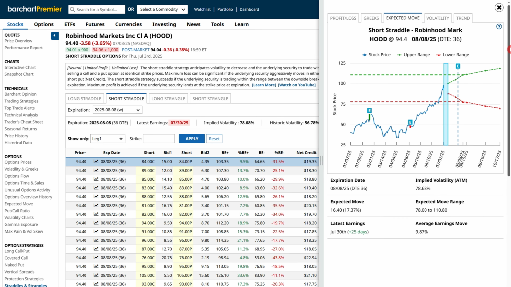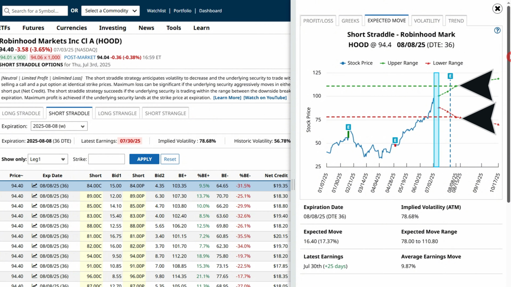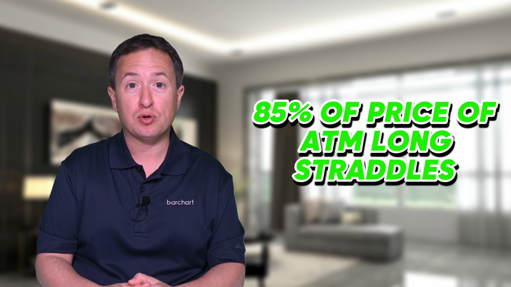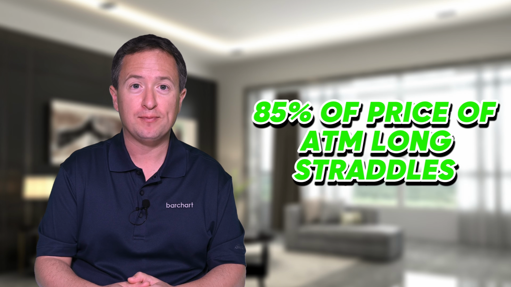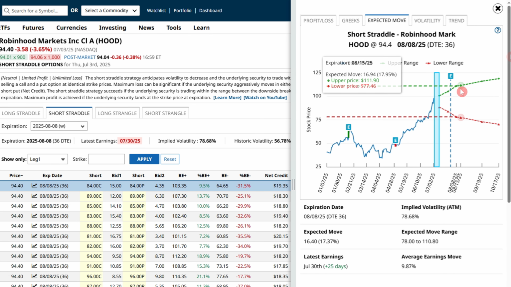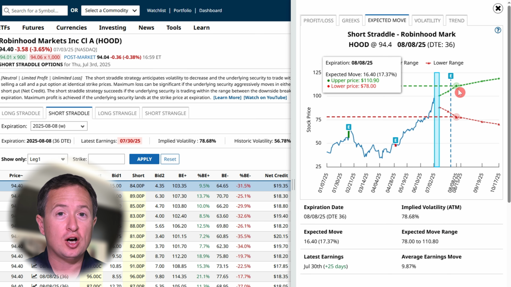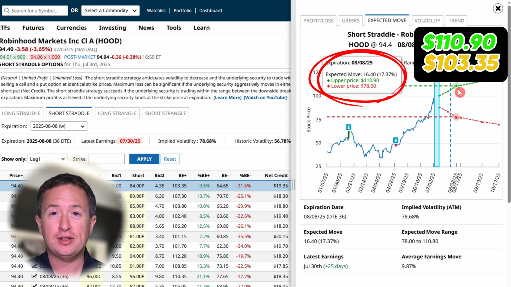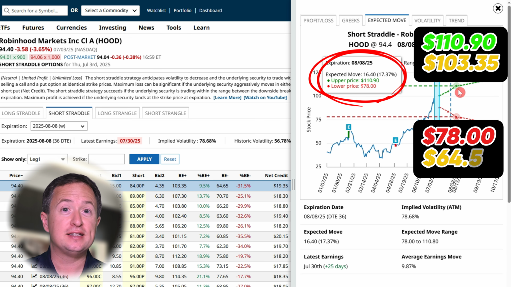This is one of my favorites because it projects the range where a stock is likely to trade on your selected expiration date. It's based on 85% of the price of the at-the-money long straddle. And that range is automatically calculated and displayed as both a price range and as a percentage move. As you can see here, Hood stock is expected to trade between $78 and $110.90, with the upside break-even being $103.35 and $64.65 to the downside.